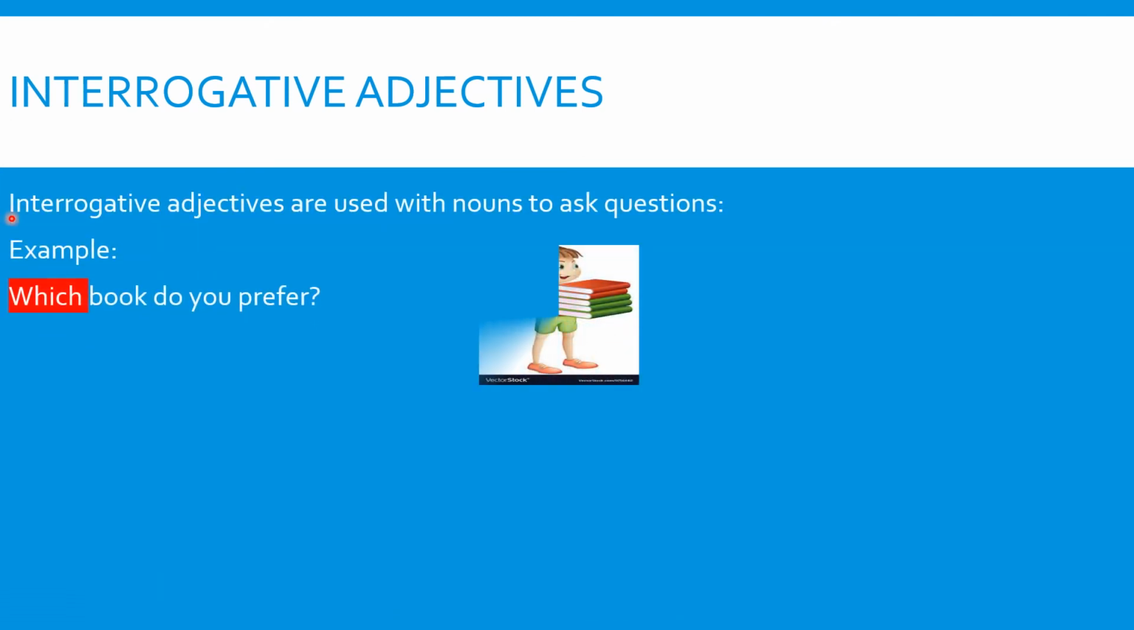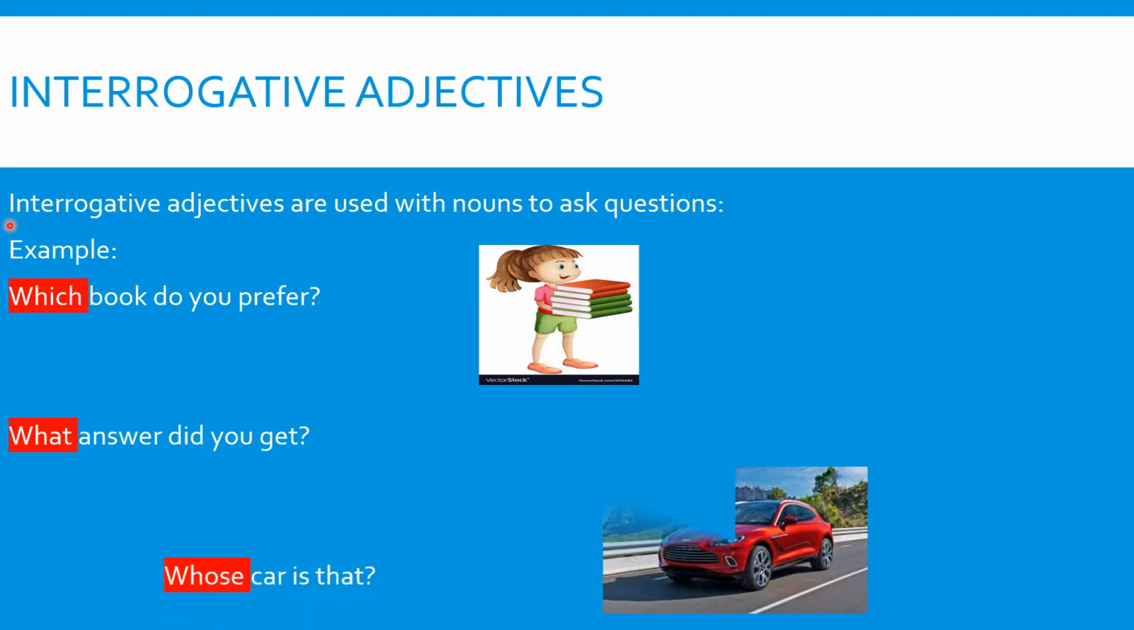Interrogative adjectives. Interrogative adjectives are used with nouns to ask questions. Example, which book do you prefer? So which is the interrogative adjective. The second example, what answer did you get? What is the interrogative adjective. It is used with nouns. What answer? Answer is the noun. Whose car is that? Whose is the interrogative adjective. It is used with the noun, the car, to ask a question. So which, what, whose are interrogative adjectives.